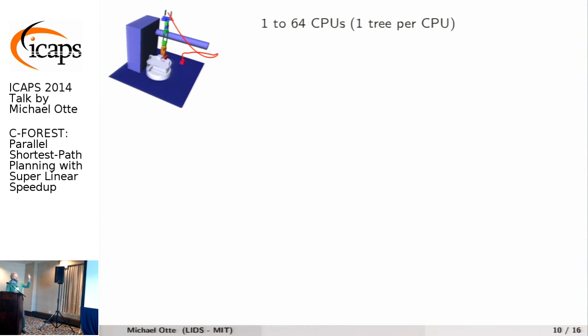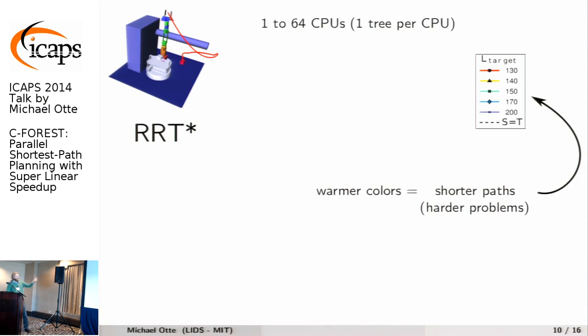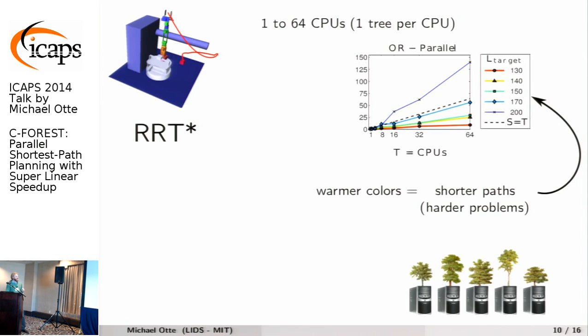So here are the results of the arm problem for RRT star, and the warmer colors correspond to shorter paths. I'm defining that I want to find a path that's at least a certain amount good, and that's what the numbers mean. So the warmer ones are harder to find. And now this is OR parallel. The dotted line here shows linear speedup. So it is superlinear on the very easiest problem, which is kind of nice. And you do get speedup, right? The more CPUs you have with OR parallel, the better it is.